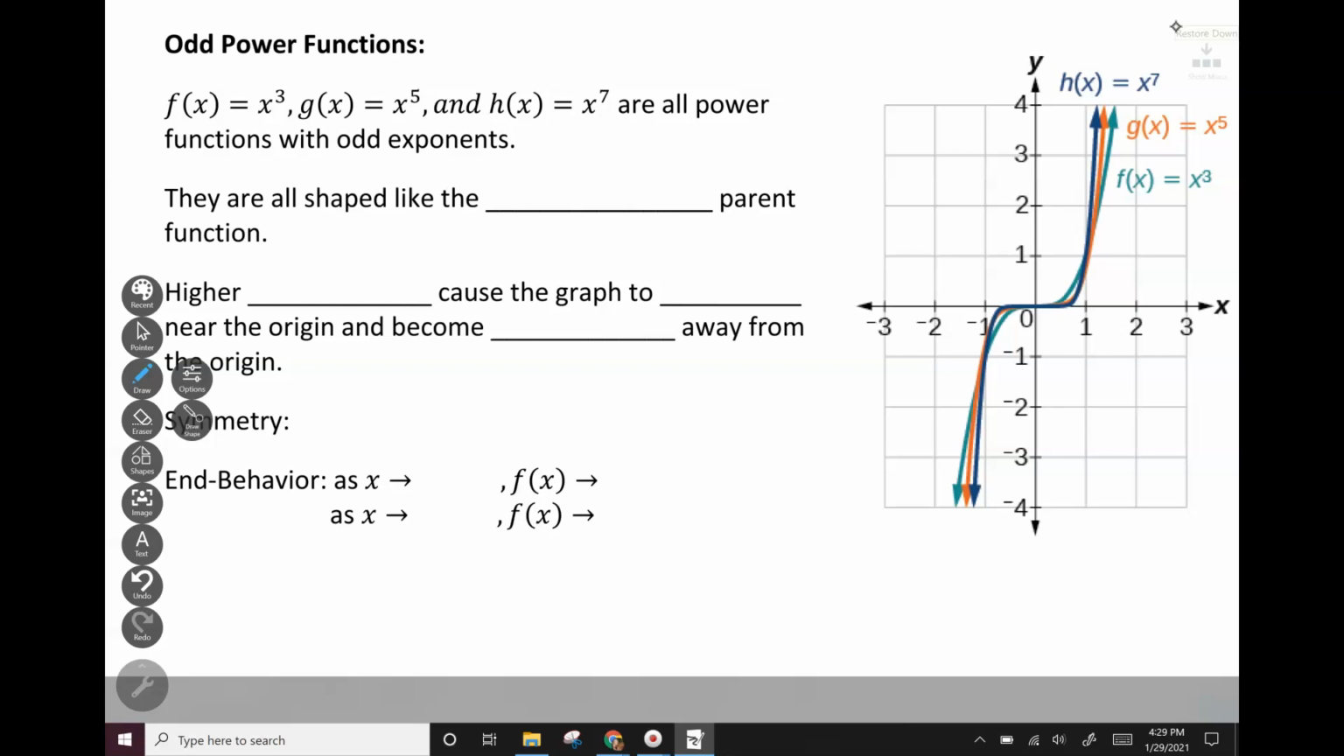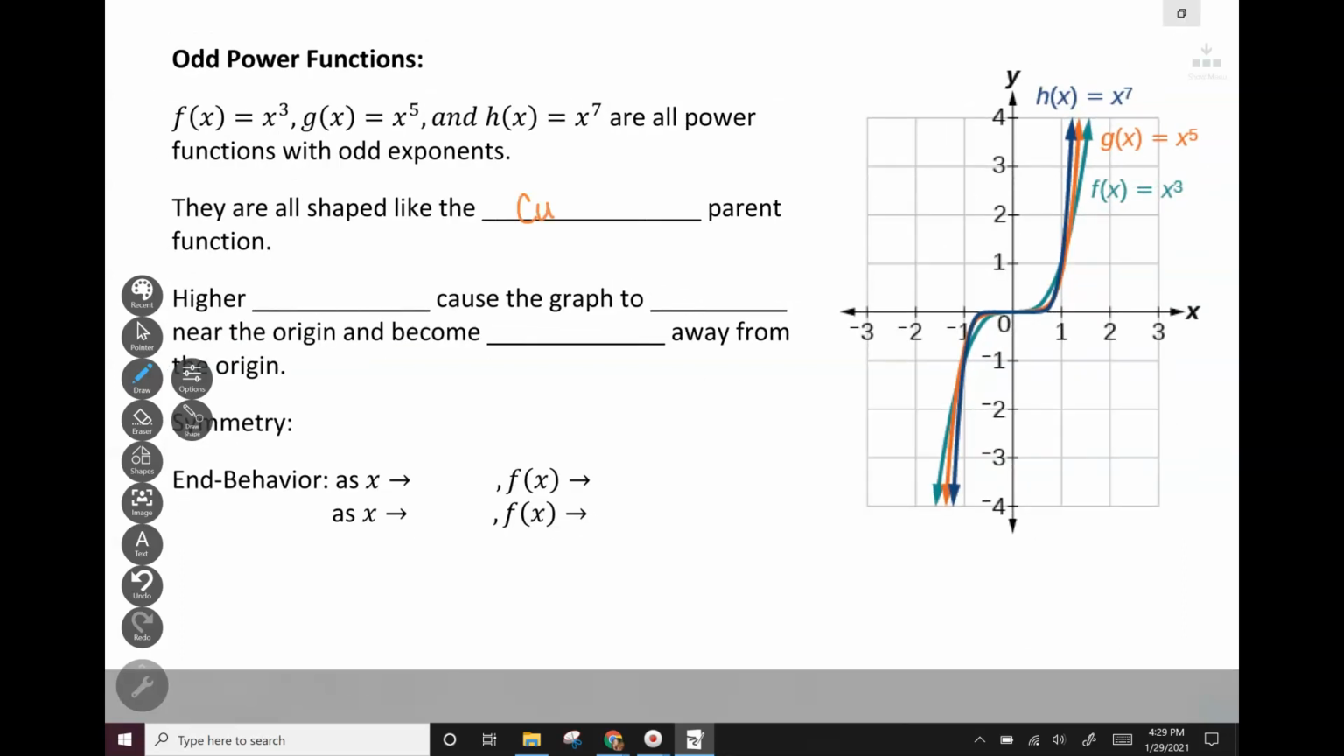They are all shaped like the cubic parent function. So you see x cubed there graphed in teal. And then you see the other three all look very similar. Again, higher or larger powers cause the graph to flatten. Still causing it to flatten closer to the origin.